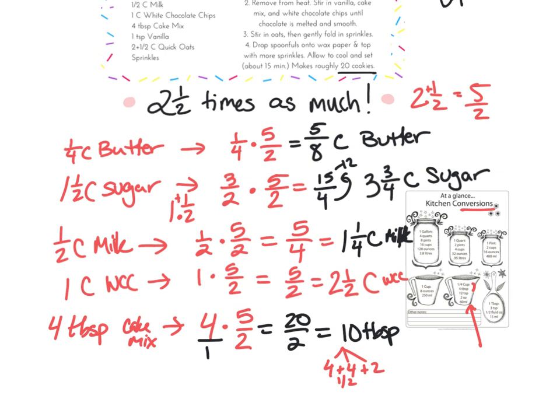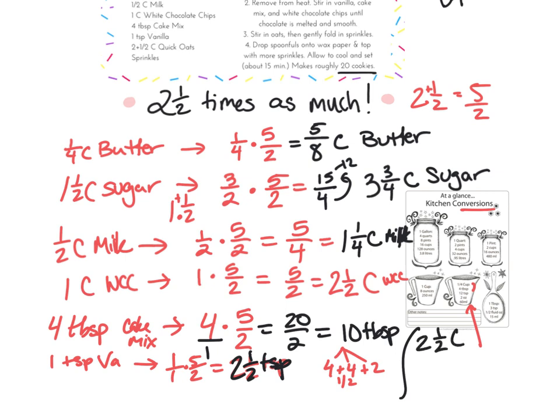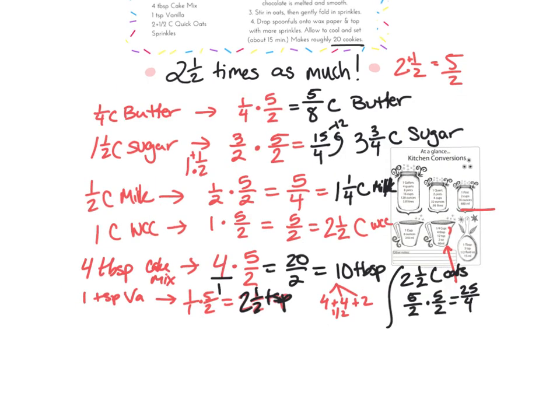Couple more. We have 1 tablespoon of vanilla. And again, I know that we have 1 times a number, and that's going to just leave us with that number. So we need 2.5 tablespoons of vanilla for our new recipe. And last, and I'm running out of space, I'm going to move it right over here, is our 2.5 cups of oats. That's the same as 5 halves times 5 halves. Multiply those together, we get 25 over 4. To simplify that, 4 goes into 25 6 times for 24, meaning there's 1/4 left over. So we need 6 1/4 cups of oats.